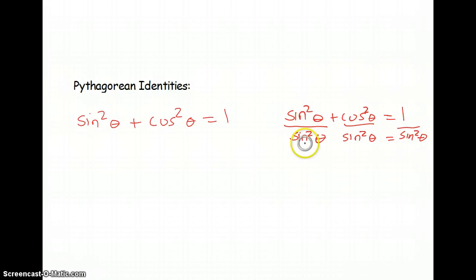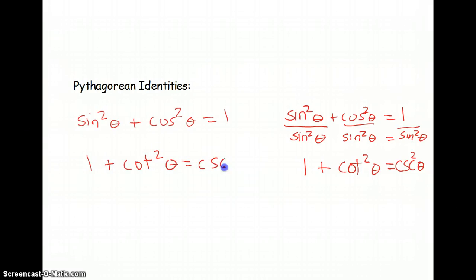Sine squared theta divided by sine squared of theta is 1. Cosine squared of theta over sine squared of theta is going to be, remember that's the reciprocal of the tangent, so it's going to be the cotangent squared of theta equals, and then 1 over sine squared, so that's the cosecant squared of theta. So my second Pythagorean identity is 1 plus the cotangent squared of theta equals cosecant squared of theta.